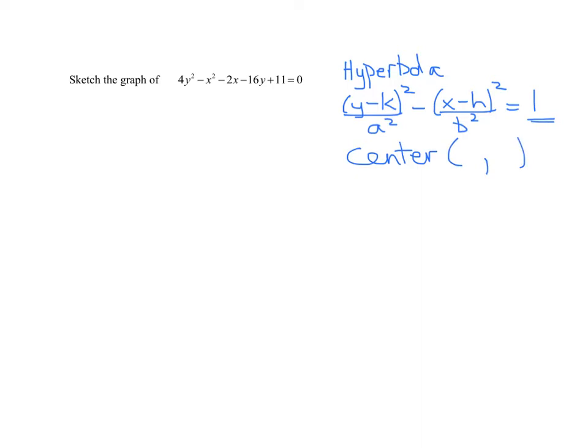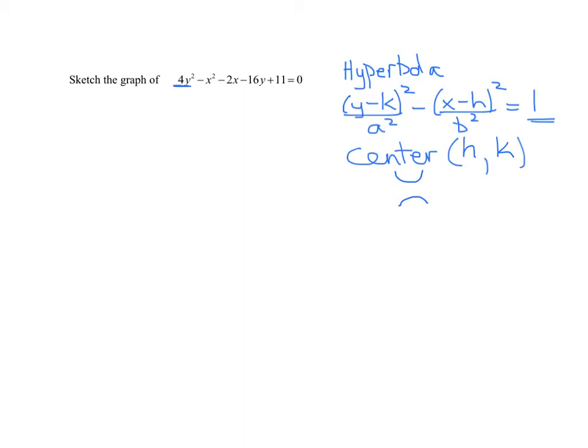Well, since the y is first, it's going to be still the k. The opposite of this number is going to be the y coordinate, the opposite of this number is going to be the x coordinate. So be careful when you get to that point. So it looks like the center is going to be at (h, k), and we think it's going to open up and down, so it's going to look like a hyperbola that opens up and down like that. So let's complete the square and see what happens.